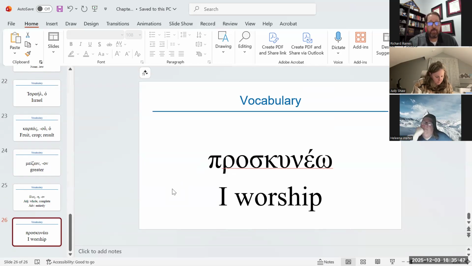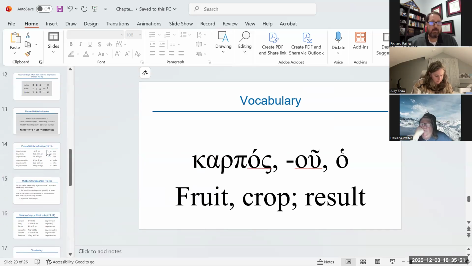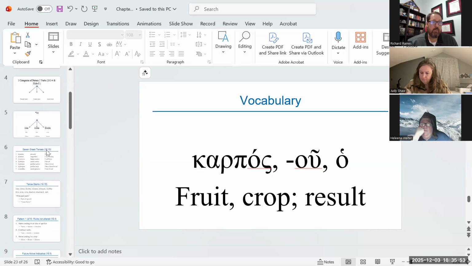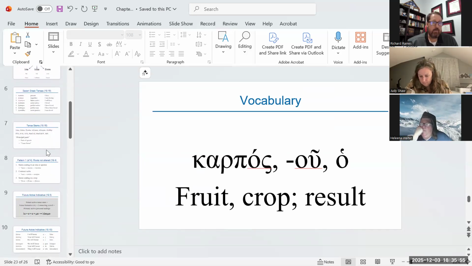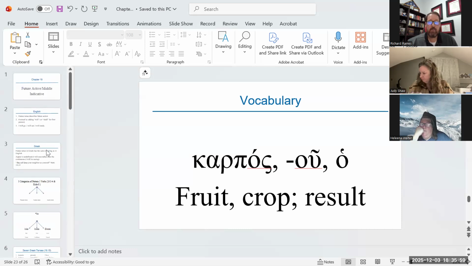All right. So that is chapter 19. That is future active indicative, future middle indicative, and future of εἰμί.